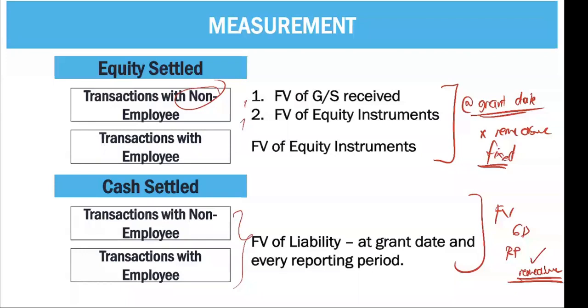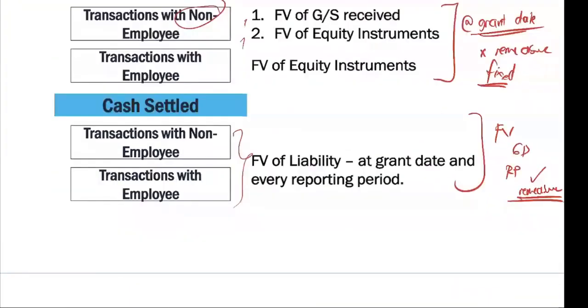It is important for us to know the measurement so that you will not be confused as to the amounts presented as an expense or an item of equity. So let's take a look again at your equity and cash settled. So we say it is equity settled if that is a stock option. And you need to recognize it depending on whether there is a vesting condition or no vesting condition. But you measure it at fair value based on the fair value at grant date.